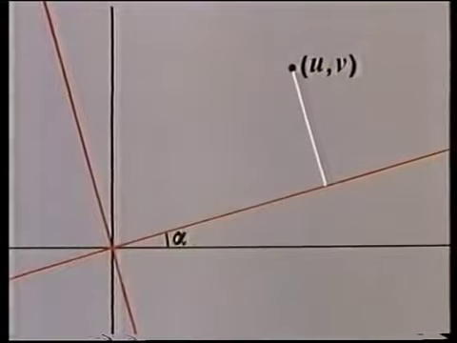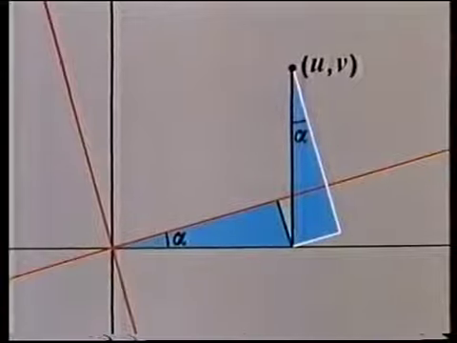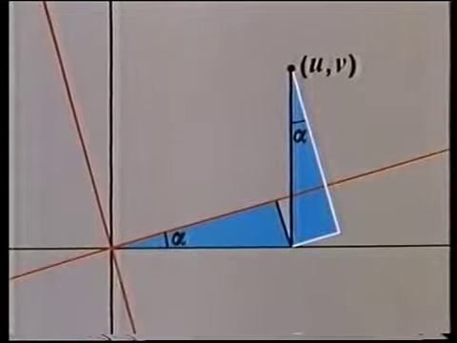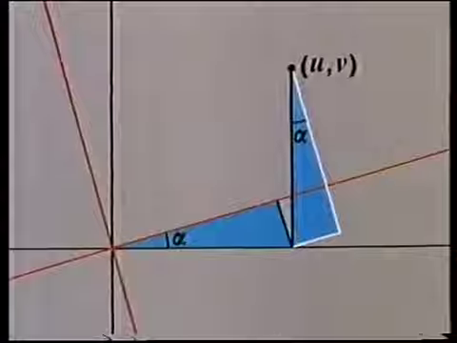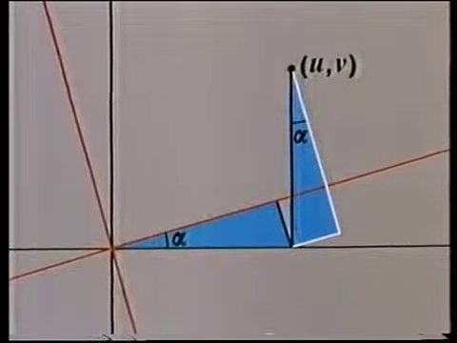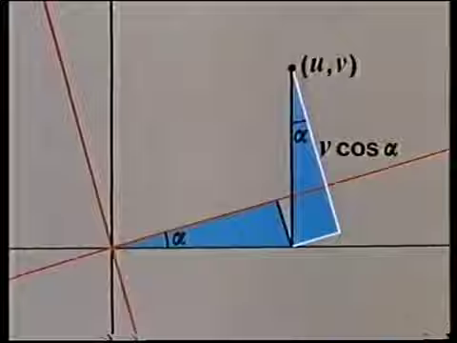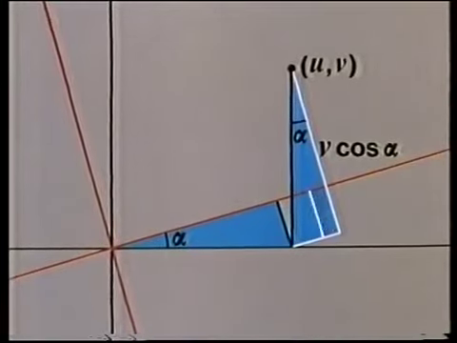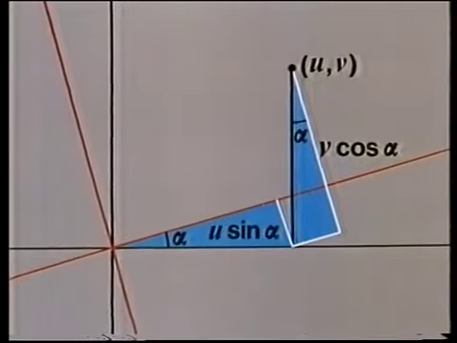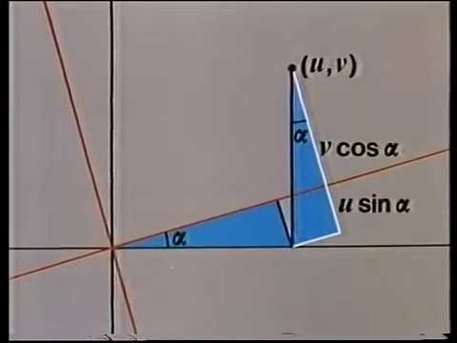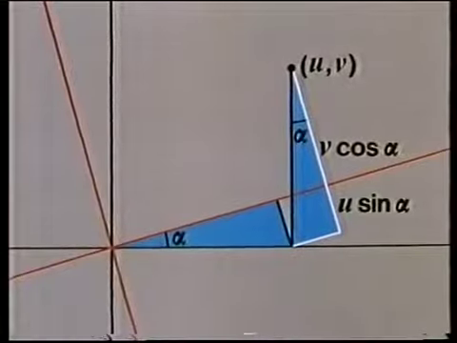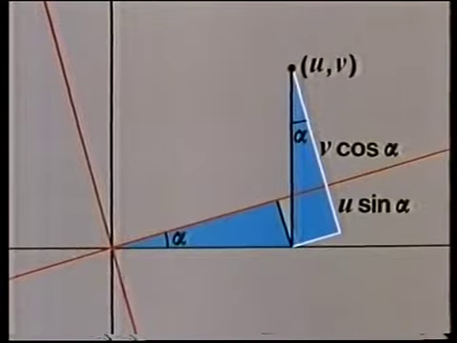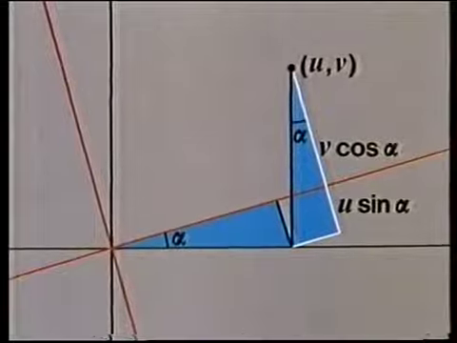The new y-coordinate uses the same triangles. This time we want the difference of two lengths. This length is v cos alpha, and this length is u sine alpha. So the new y-coordinate is v cos alpha minus u sine alpha.